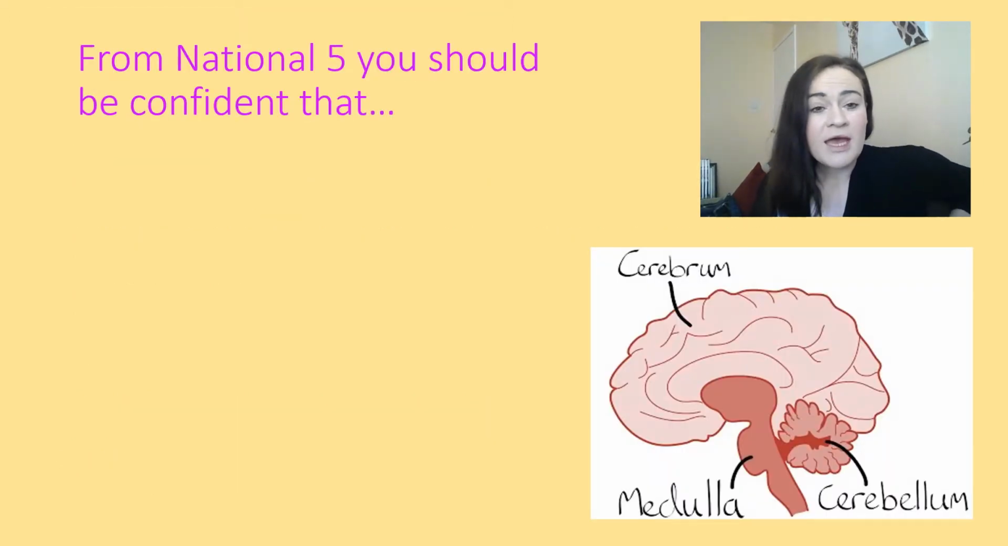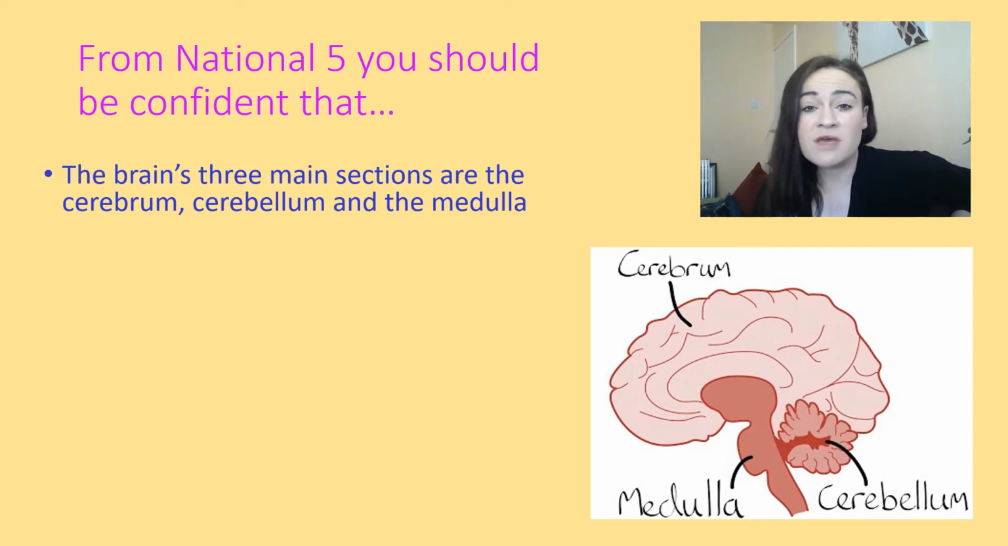So, in National 5, Unit 2, Key Area 2, which is control and communication, you were introduced to 3 areas of the brain. Okay, so it would be very helpful if you were feeling confident with this knowledge. So you should be confident that the 3 main sections of the brain are the cerebrum, the cerebellum, and the medulla. And the diagram there, which should hopefully be fairly familiar to you, have a little look, and those are the areas and their locations.